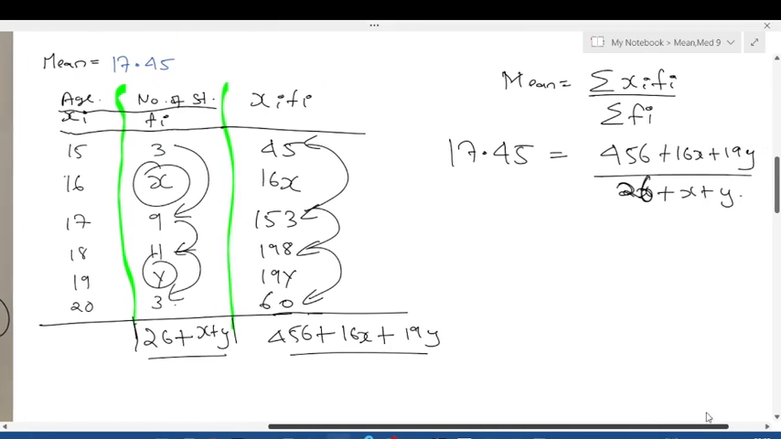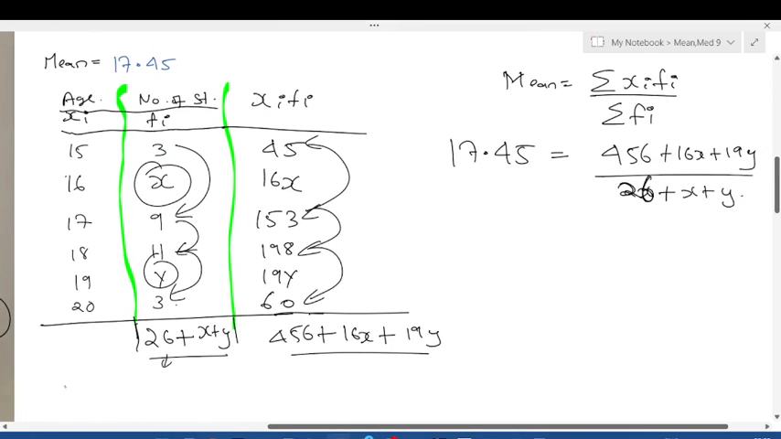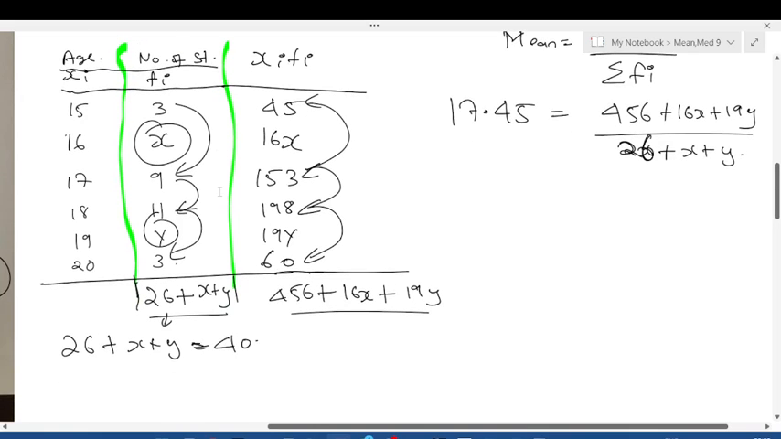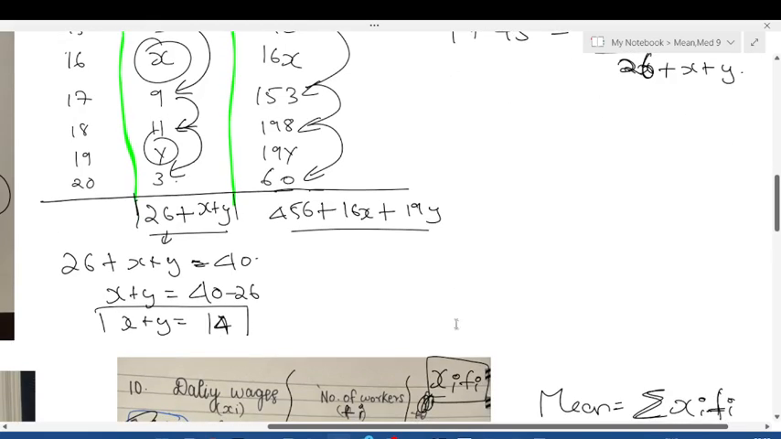So, this is the only different thing here. This second equation: take this first equation, 26 plus x plus y is equal to 40. Solve this equation. x plus y will remain as it is. What happens to 26? 40 minus 26. What is x plus y? x plus y is equal to 14, right?